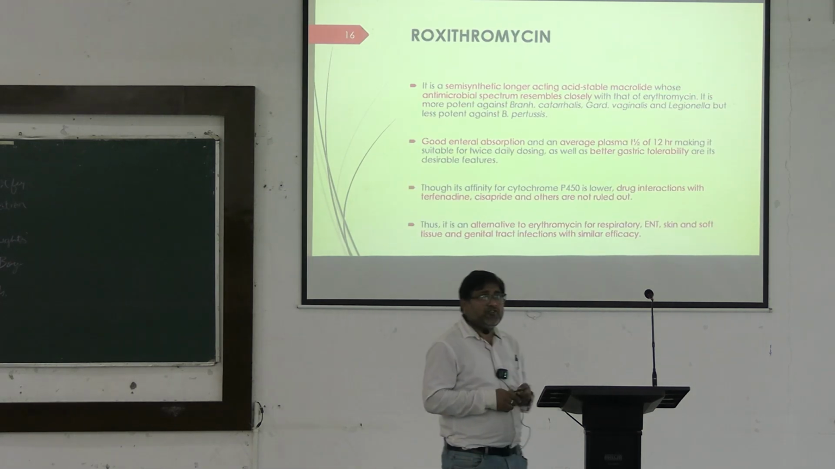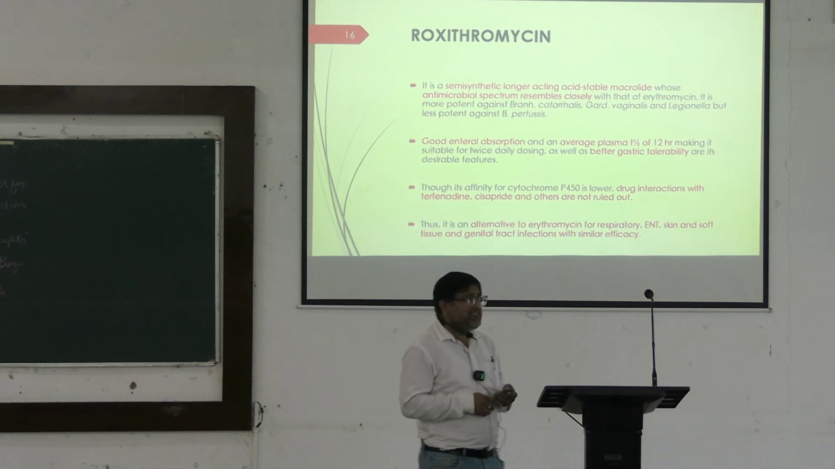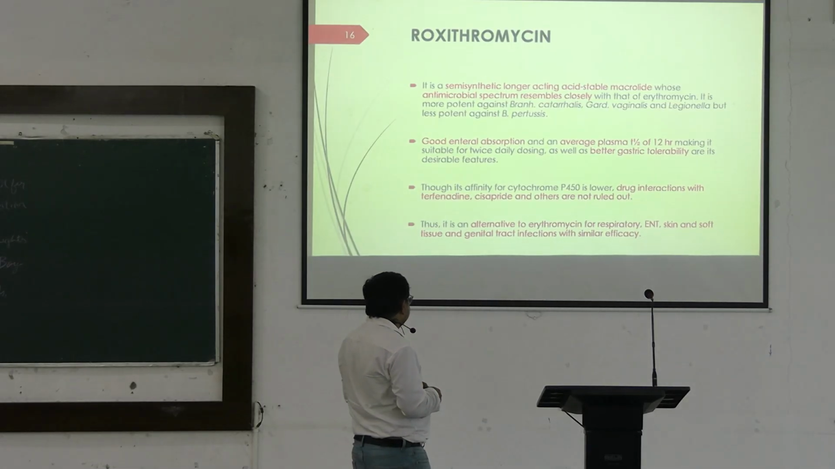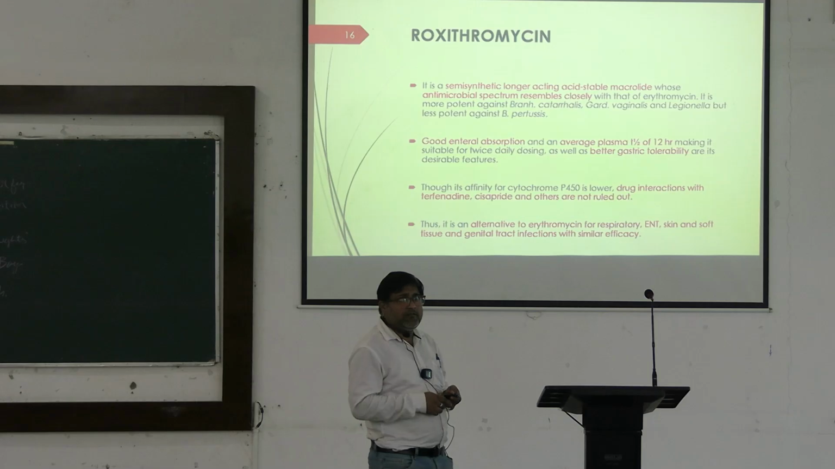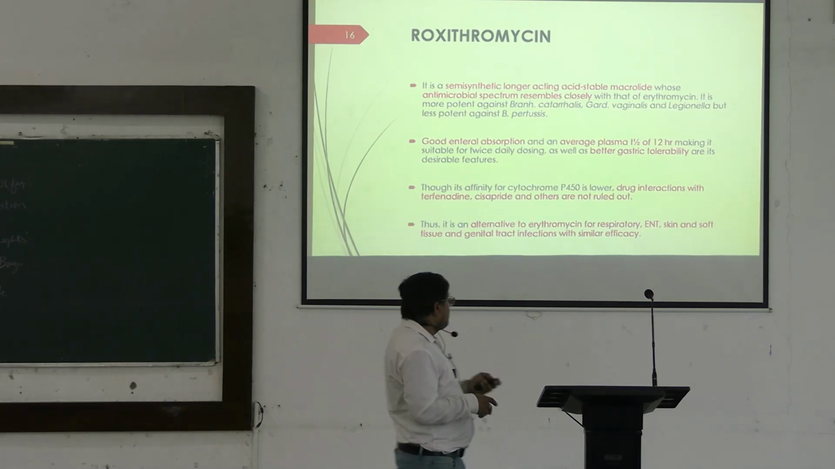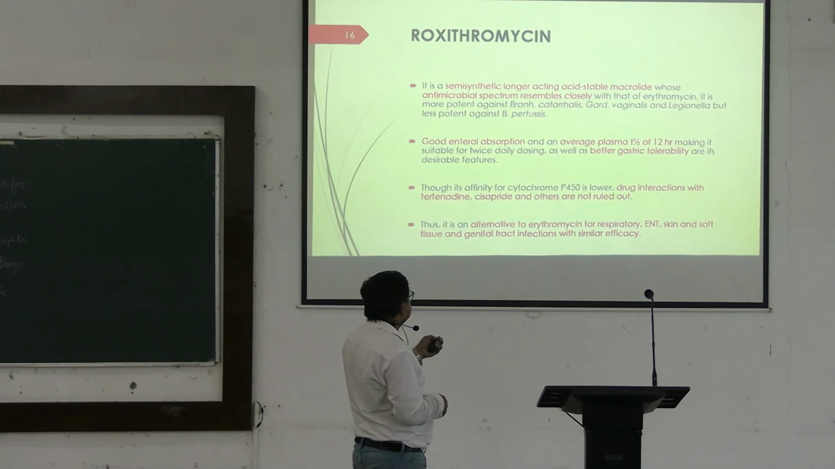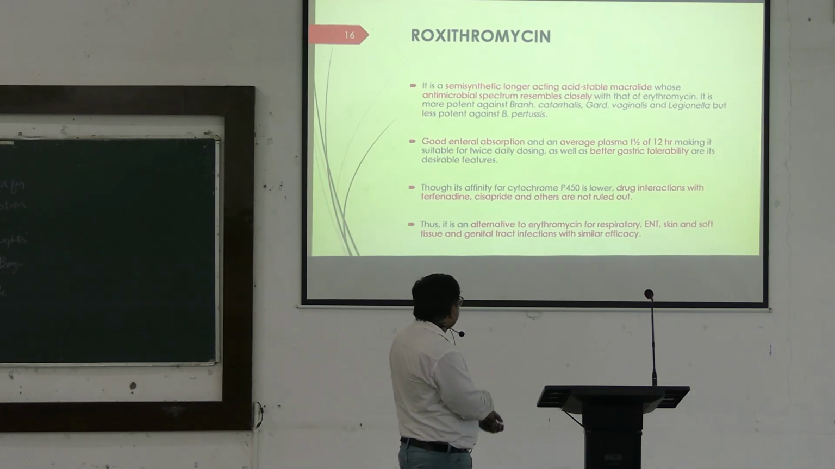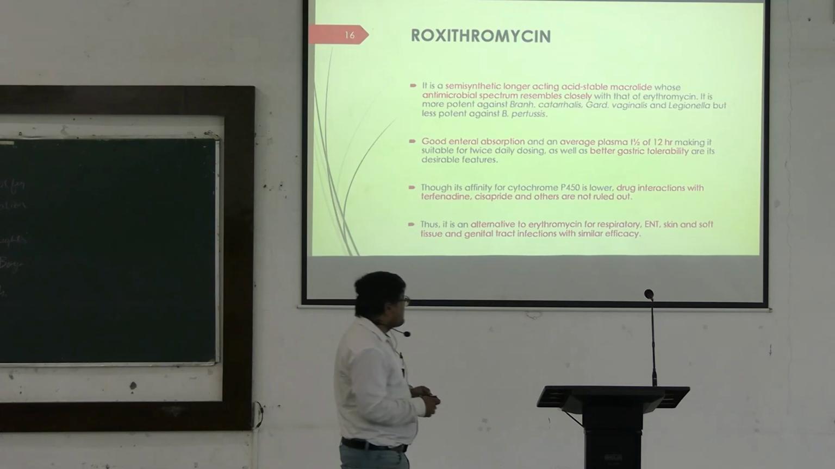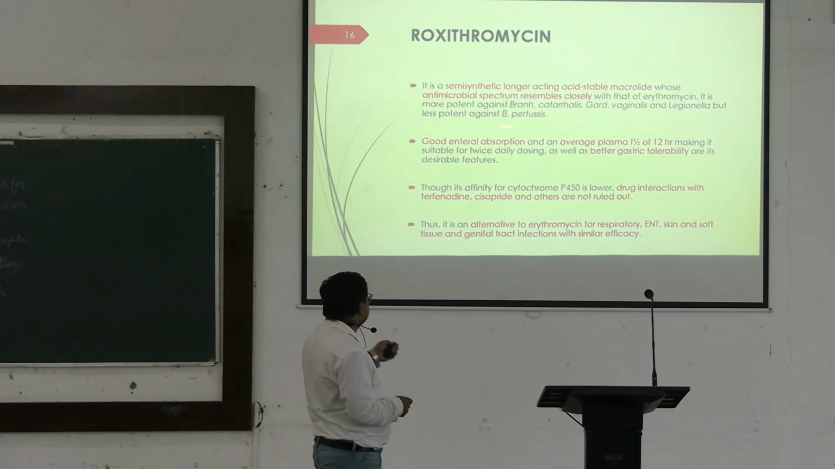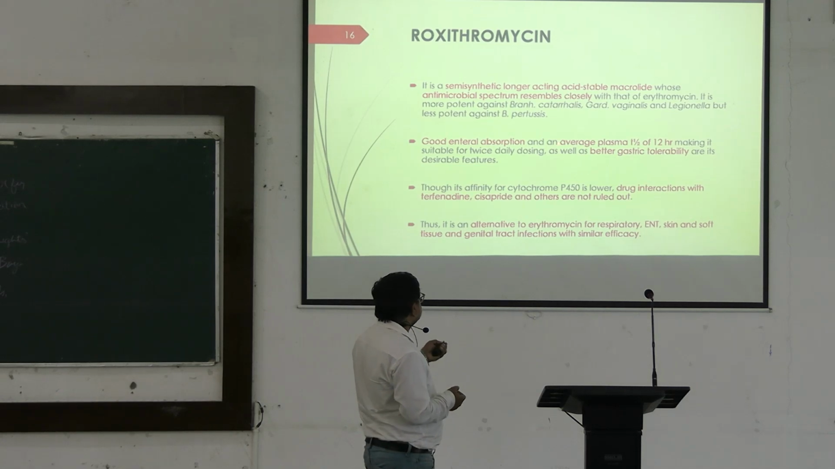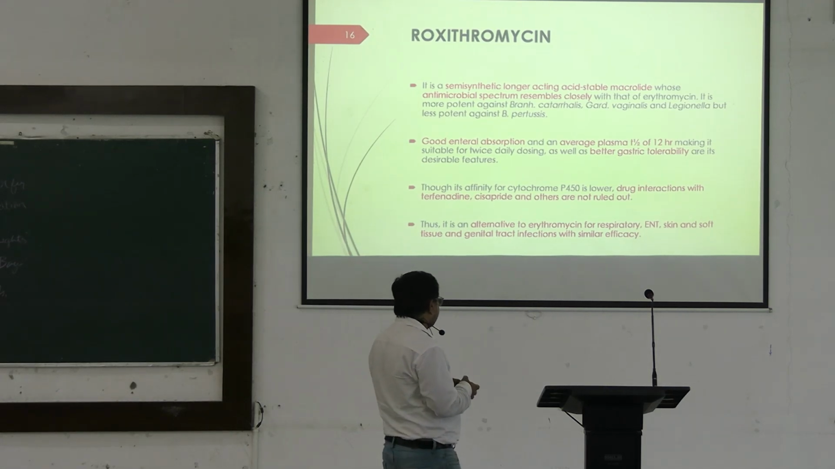Coming to the Roxithromycin, it is more acid stable, semi-synthetic, longer acting macrolide. Plasma half-life around 12 hours, twice a day dosing can be done. Antimicrobial spectrum closely resembles that of erythromycin, but more potent against Branhamella, Gardnerella and Legionella, and less active against Bordetella pertussis. Good enteral absorption, plasma half-life 12 hours, better gastric tolerability.